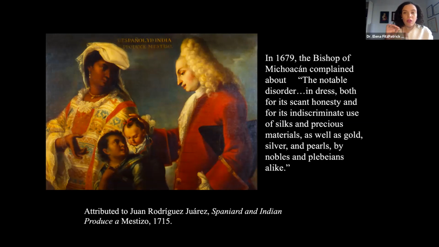And so in a sense, the emergence of the Casta painting is related to this anxiety regarding order, and a need to create order, a desire to create order out of an increasingly confusing and mixed society.